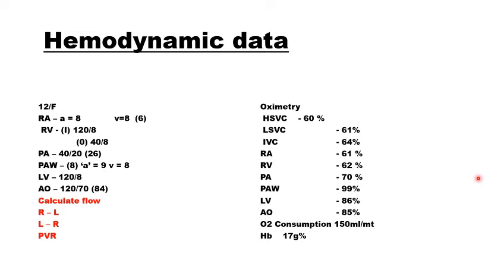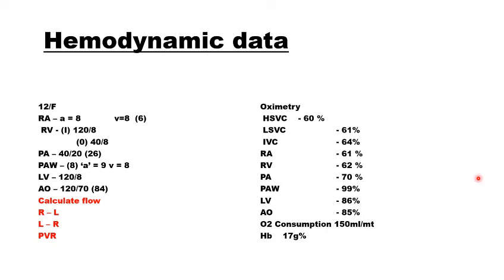So what is the gradient across the RV outflow in mild, moderate, severe pulmonary stenosis with intact interventricular septum? Sir, it will be the same, it is always severe. No, I asked a question in a patient with pulmonary stenosis with intact interventricular septum. What is the pressure gradient? Did you say it is the same?